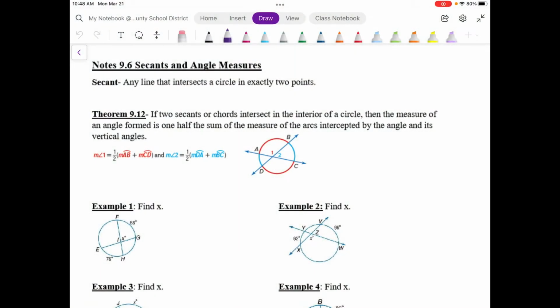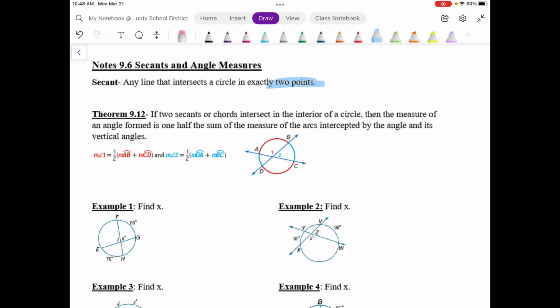In this video, we'll talk about 9.6, which is secant and angle measures. So a secant is going to be any line that intersects a circle in exactly 2 points. Okay, so it's going to be a line that's going to go through the circle and touch it at 2 different places.